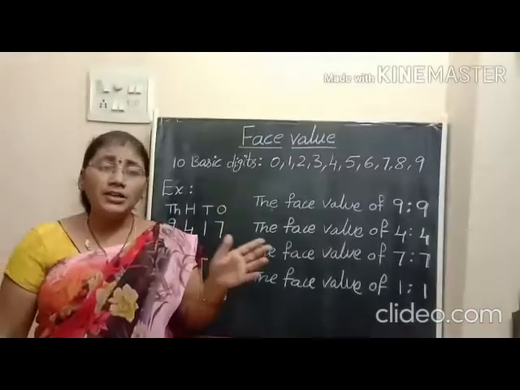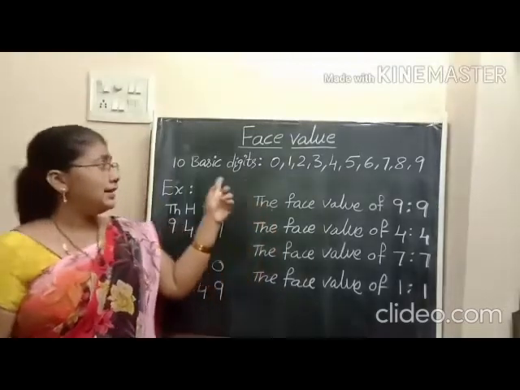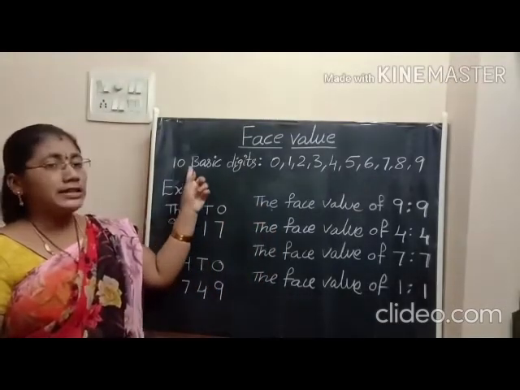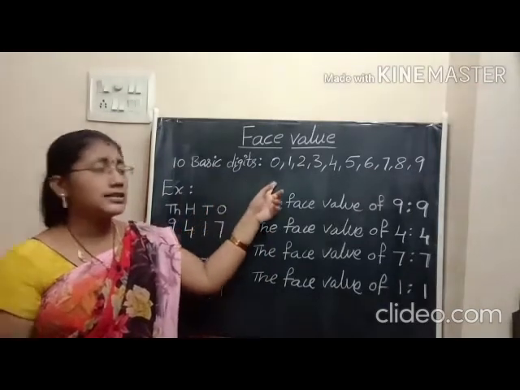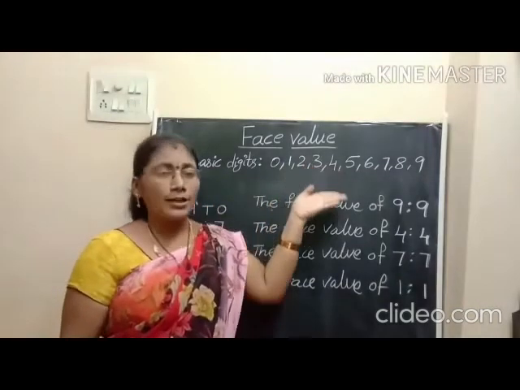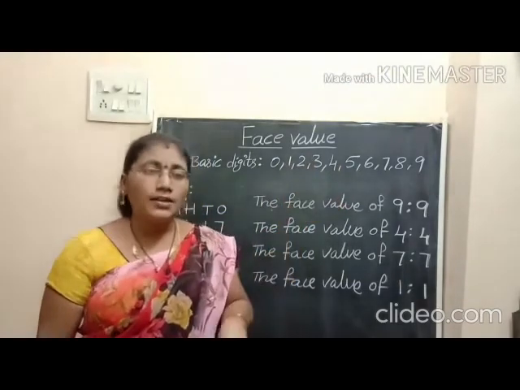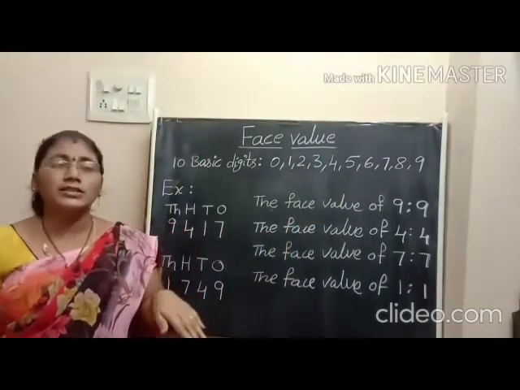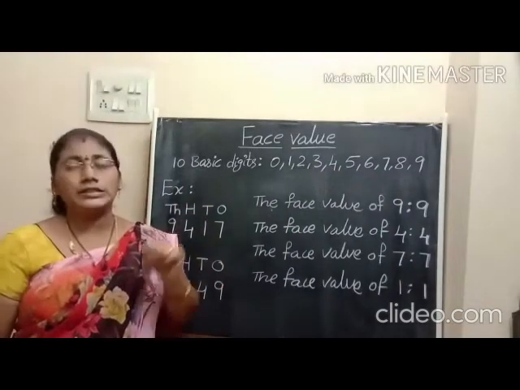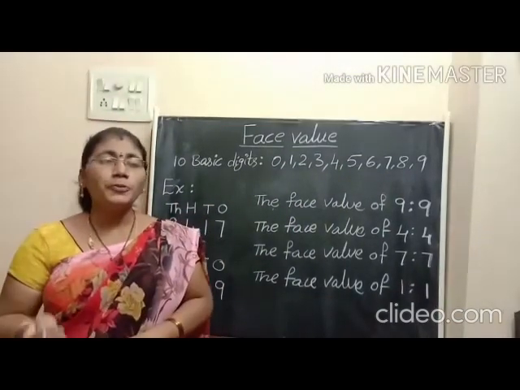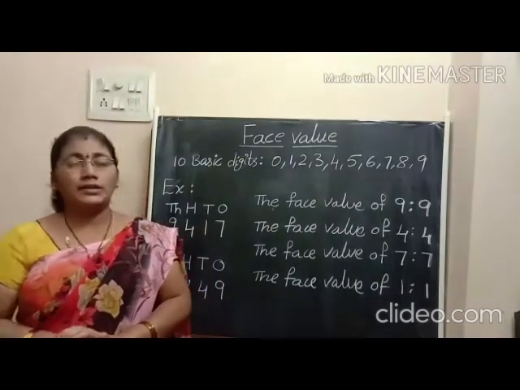I am repeating that, children. Every digit in the 10 basic digits has its own value, that is, the number itself. That's why there is no change in the face value of the digits. Is it clear, children? I hope you understood this topic.